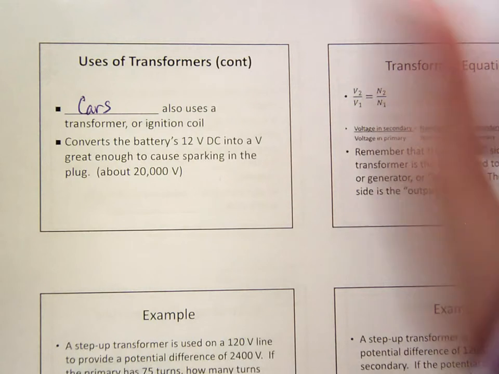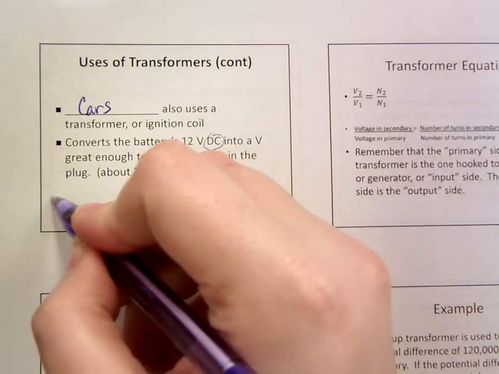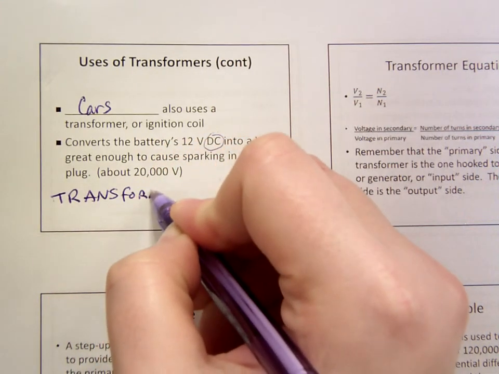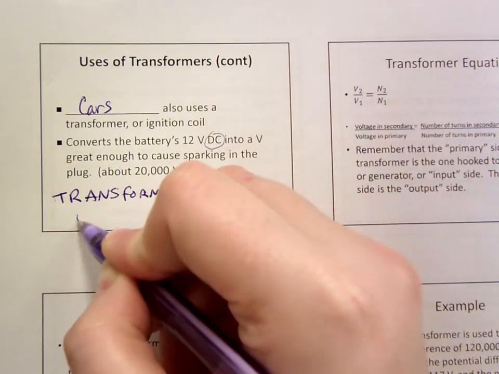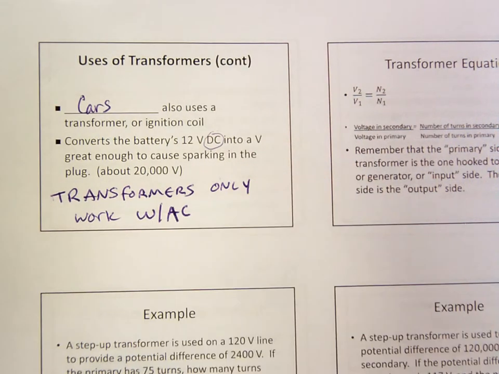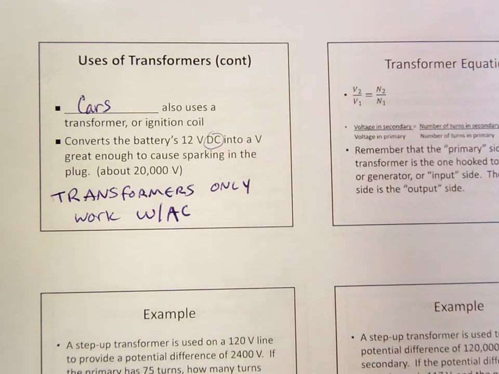Now, one thing to know though is even though it does say DC here, you might want to write this down. Transformers only work with alternating current. Now it says DC here because the battery does provide direct current, but the transformer part, it's changed to alternating current because transformers really only work with alternating current.